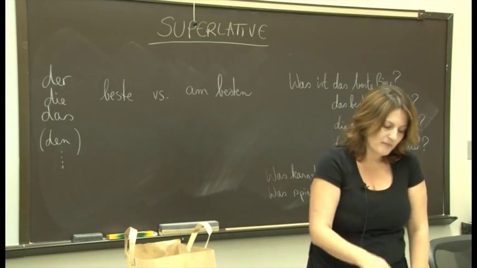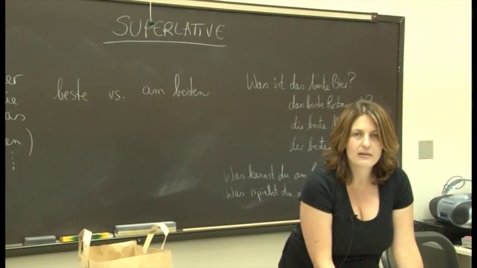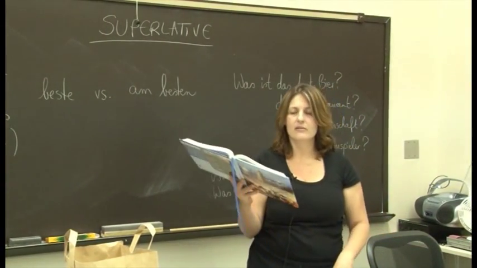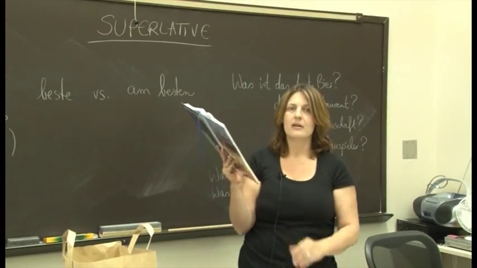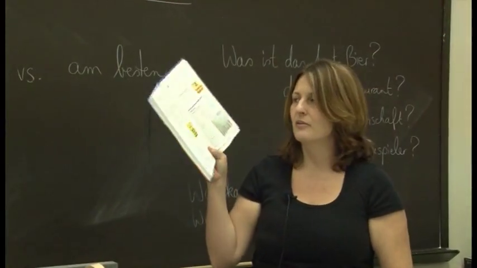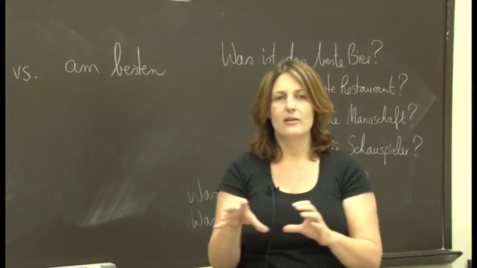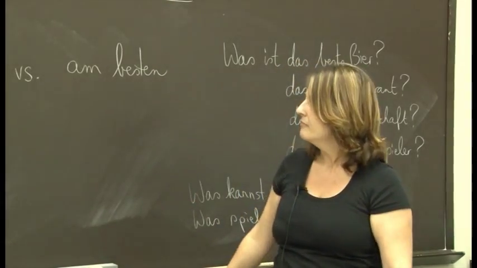Okay, so we're back still in chapter 5, and we talked about the comparative last time, so today we're going to do something similar actually. We're going to keep on comparing things. It's on page 170, Seite 170, superlatives, okay? So instead of just two things, we're comparing more than two, all right?